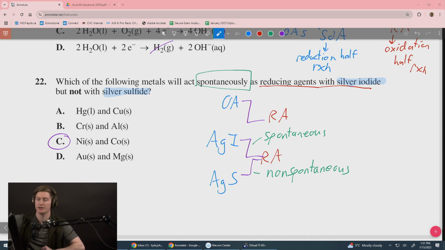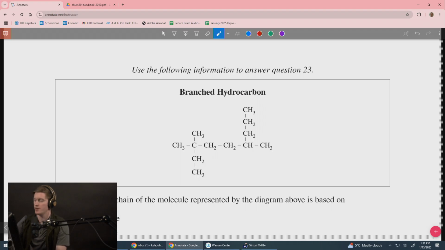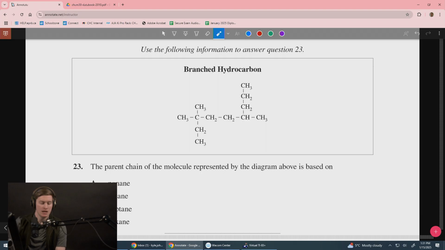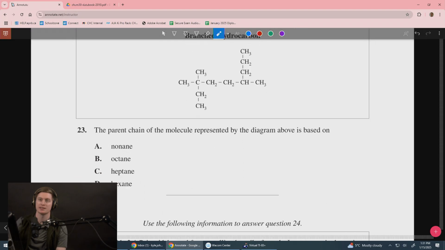All right, welcome back. Now we're going to start the organic chemistry section of this 2018 Chemistry 30 released items. Starting with question 23. Here is a picture of a branched hydrocarbon, and the question asks, the parent chain of the molecule, represented by the diagram above, is based on what? Nonane, octane, heptane, hexane.